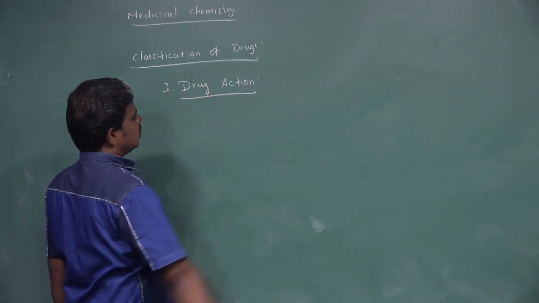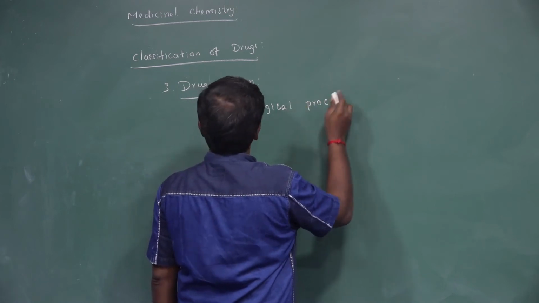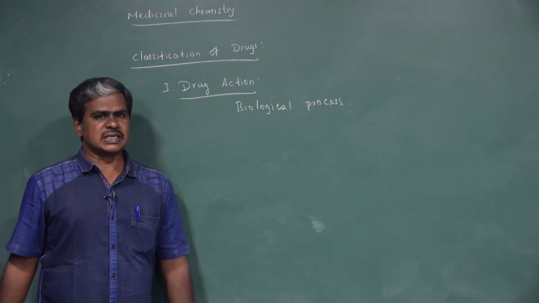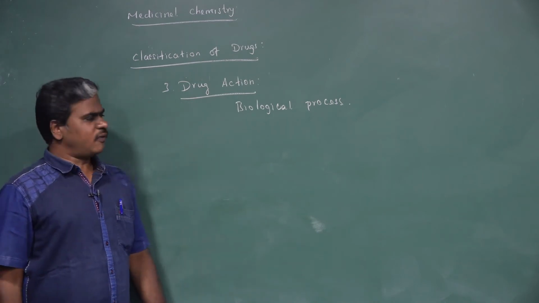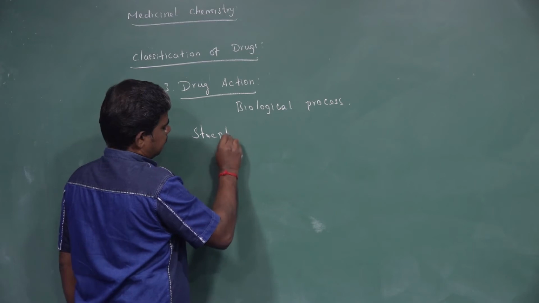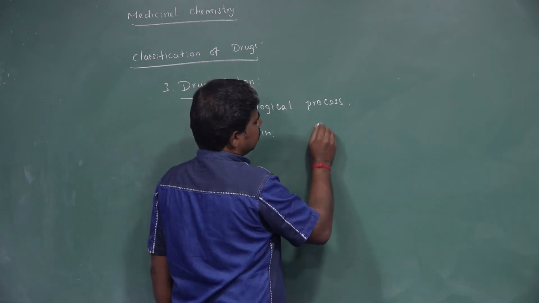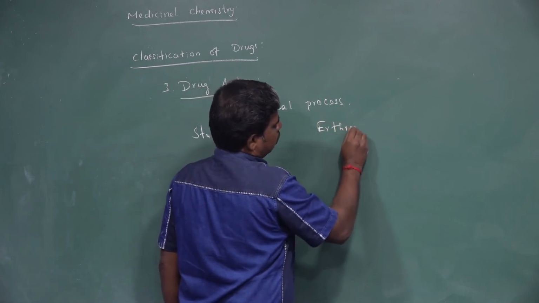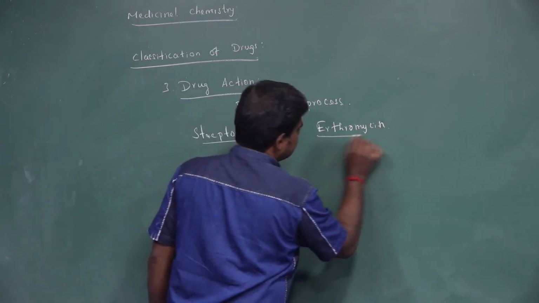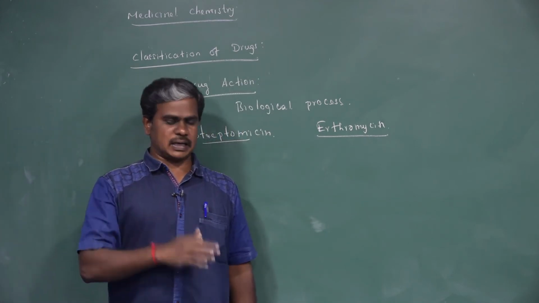Now, the third classification is drug action. So, based on the biological process, we may classify the drugs by drug action. For example, we may take streptomycin and also erythromycin. Streptomycin and erythromycin both are drugs which are used to inhibit protein synthesis in bacteria.